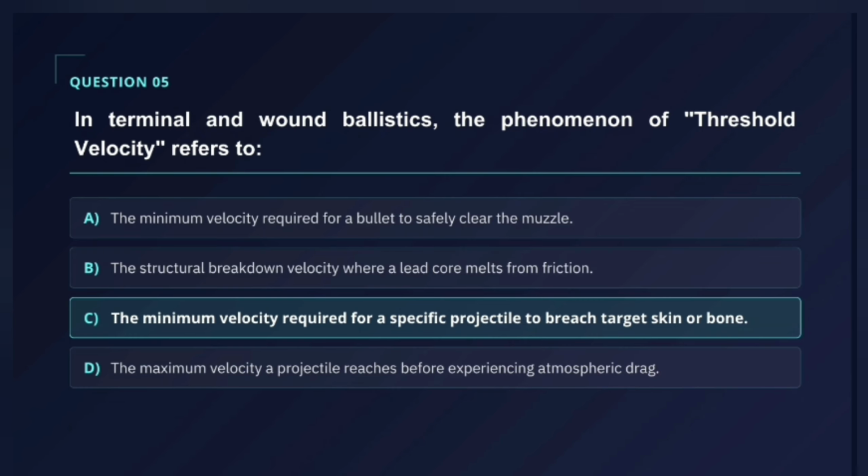Next up, we have the fifth question. In terminal and wound ballistics, the phenomenon of threshold velocity refers to? The correct answer is C, the minimum velocity required for a specific projectile to breach target skin or bone. Because human skin is highly elastic and can resist low velocity impacts, a projectile must achieve this specific threshold velocity, typically 150 to 250 feet per second, to puncture the skin and create a wound.